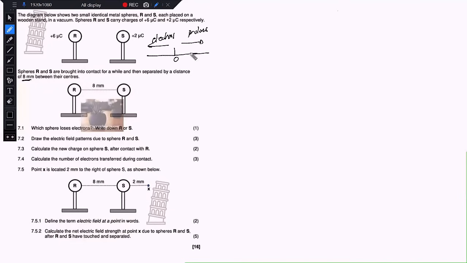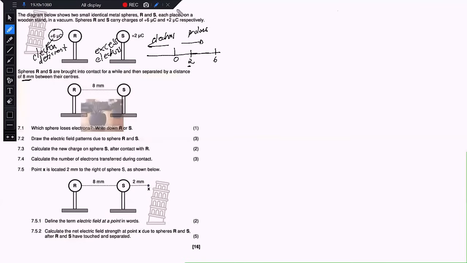So in this case, if we compare positive 2 and positive 6, which one is much closer to the electron side? It is obviously positive 2. So positive 2 has far more electrons than sphere R, which has a charge of positive 6 microcoulomb. So R represents the one that is electron deficient because it has more protons. But S compared to R has excess electrons.